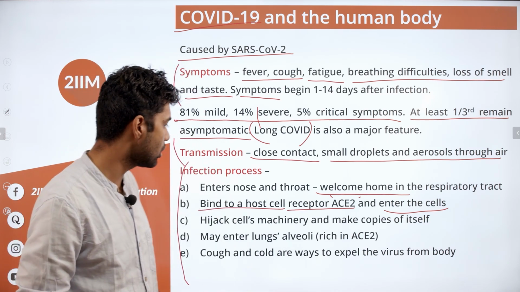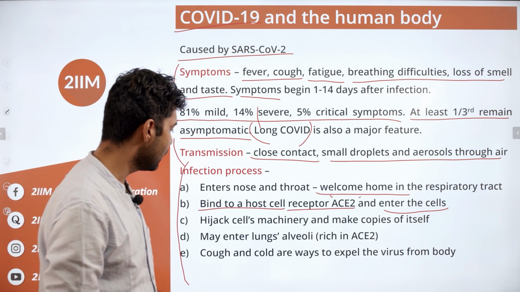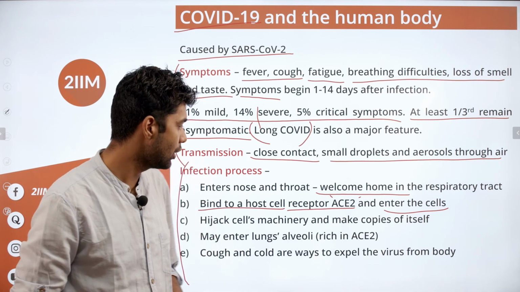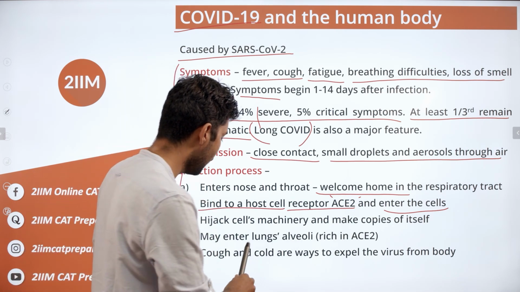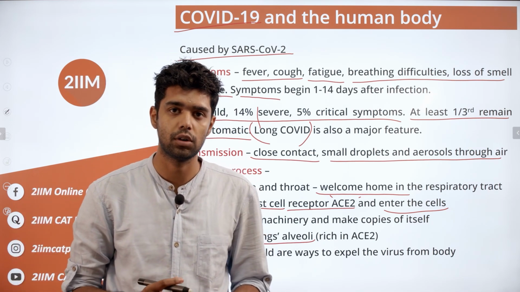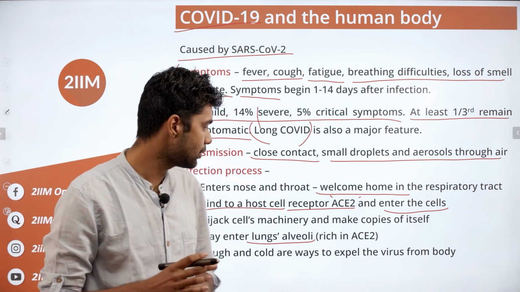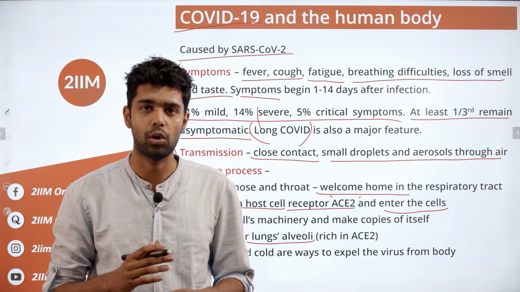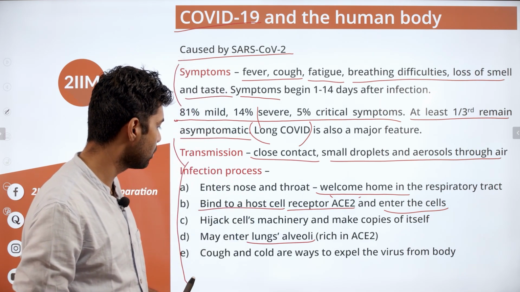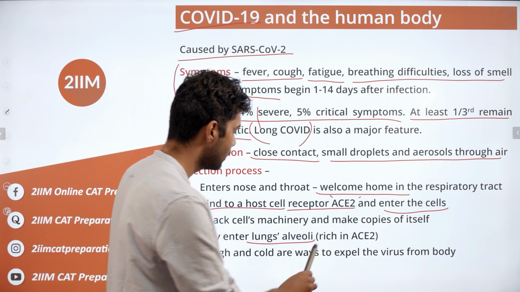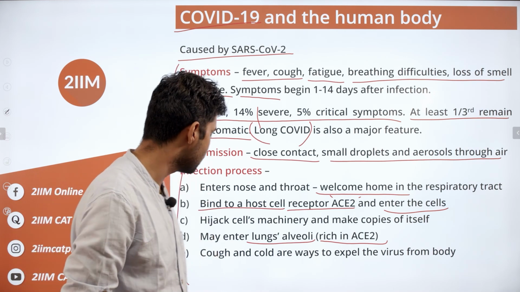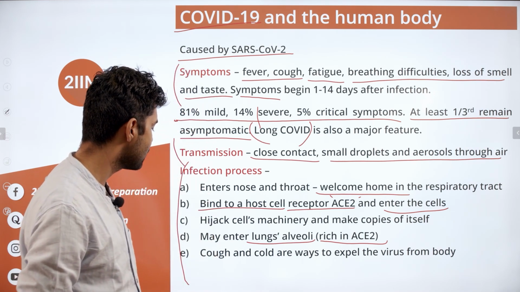That's how most microorganisms function. And then eventually, if the immune system is not able to suppress the initial inflammation, then it will enter the alveoli of lungs. So alveoli is a small balloon-like structure in lungs, which is responsible for the transfer of oxygen and carbon dioxide between the blood and the lungs. So that particular portion of the lungs will be affected, and it is very rich in ACE2. So the coronavirus actually likes being there, and it can multiply very easily.